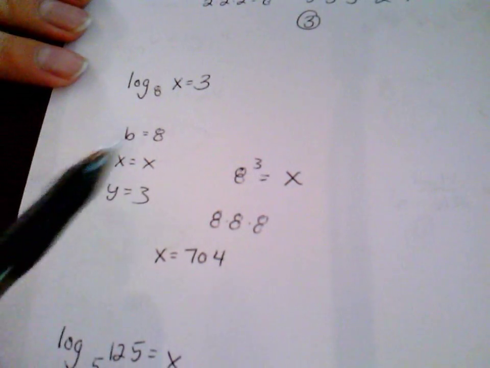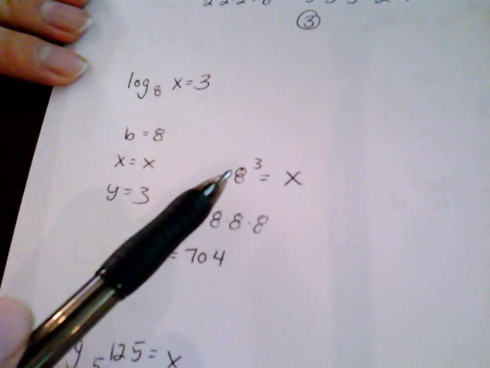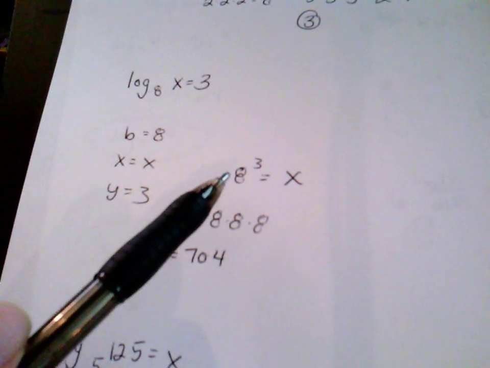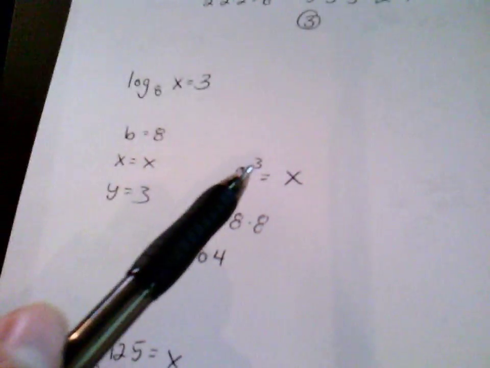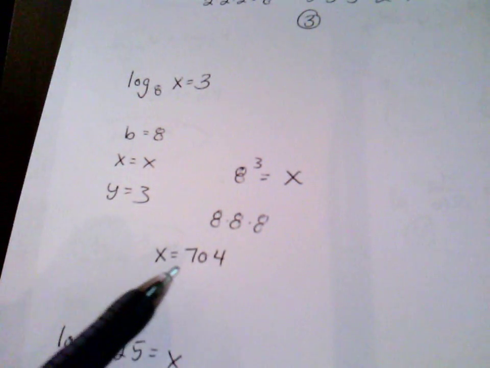This next one's pretty easy because the b and the y are given to us. So we end up with 8 to the third power. And we just got to figure out what is 8 to the third power. Well, that just means 8 times 8 times 8, which ends up with 704.